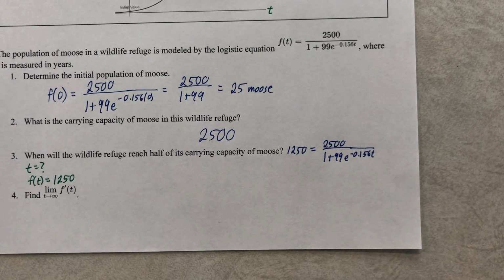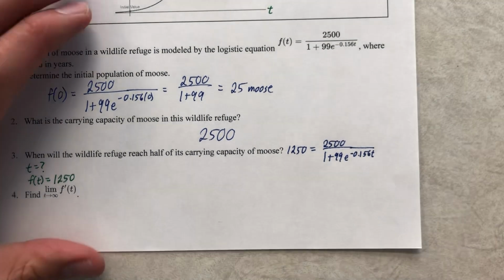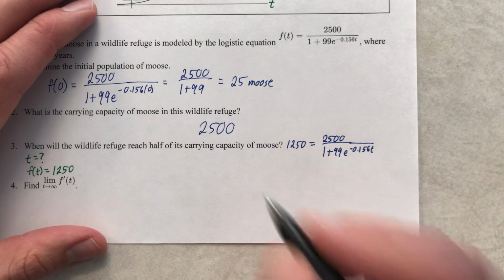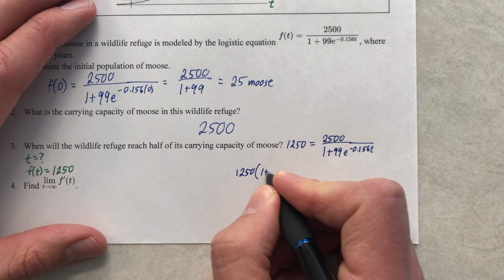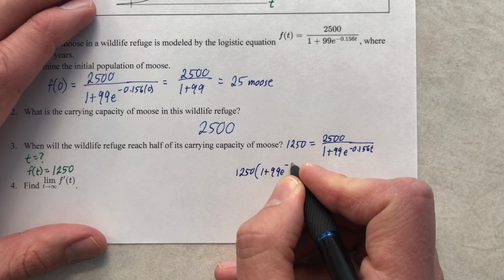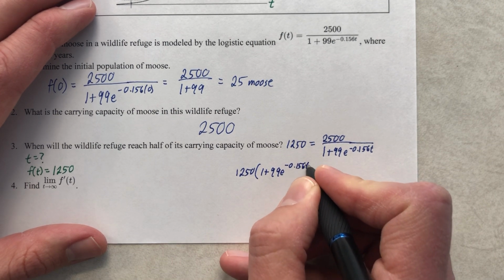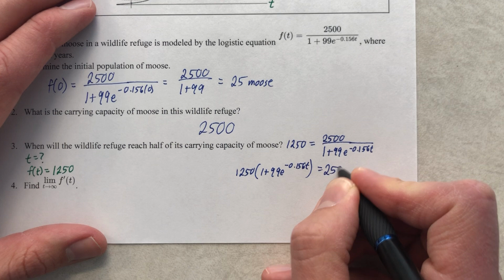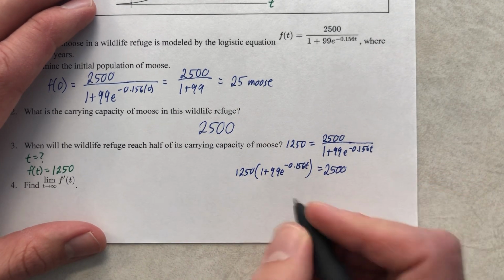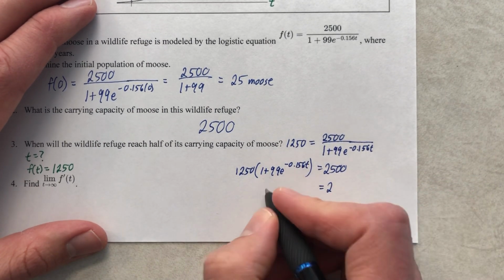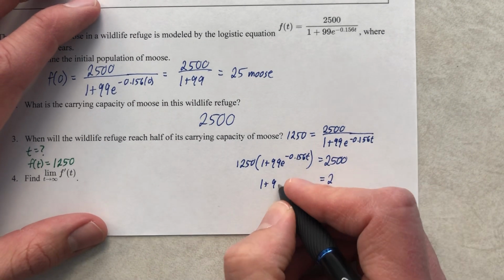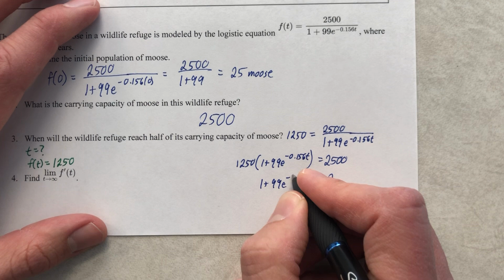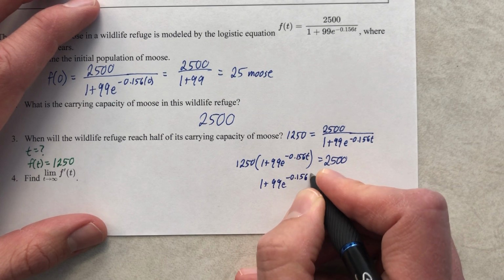And we can do some fancy cross multiplying. I'd love to show all the work, but I don't want to. I probably should. So 1,250 times 1 plus 99 e to the negative 0.156t equals 2,500. We're going to divide by 1,250, and when we do, we get 2 equals 1 plus 99 e to the negative 0.156t. Now, if you're wondering, can I distribute? Yeah, but why? It's not mathematically incorrect, it's just not the most efficient thing you could do.